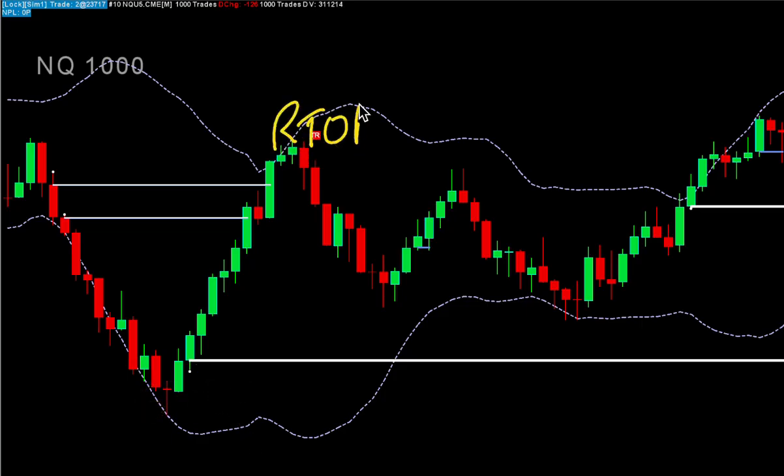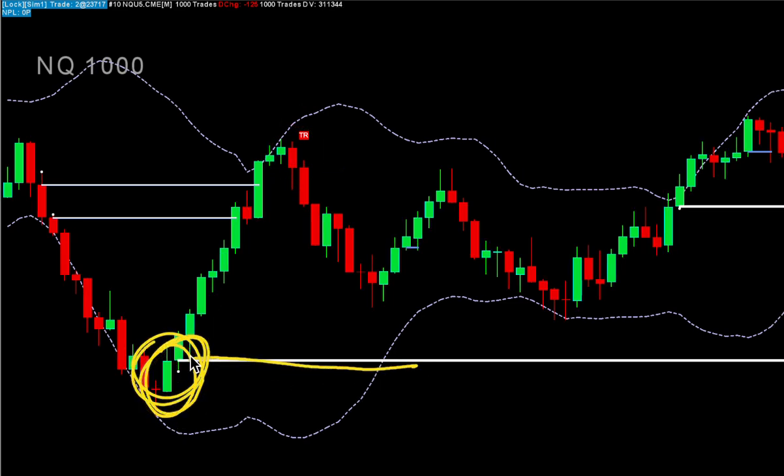So R top or whatever. I'm looking for red volume and balance on top or green volume and balance on bottom. So glow or R top. Now I have a volume and balance on the low, so I have a glow. And I'll go ahead and trade that, and I'll trade it to the other side of the Bollinger Band.